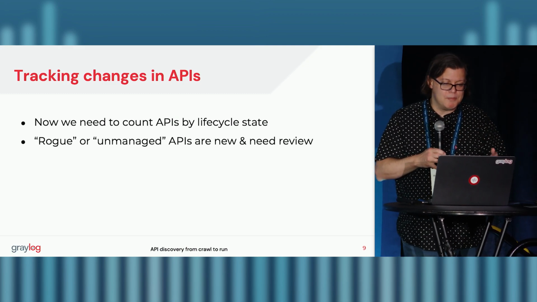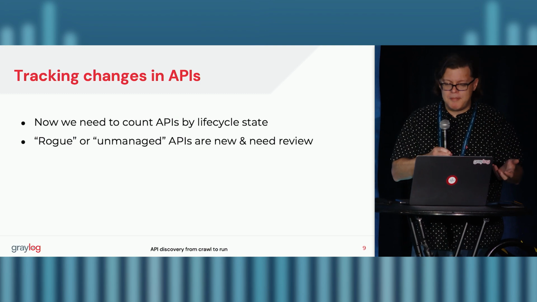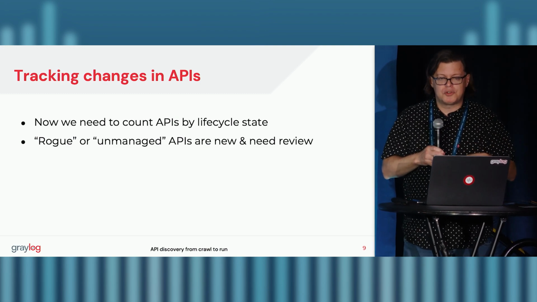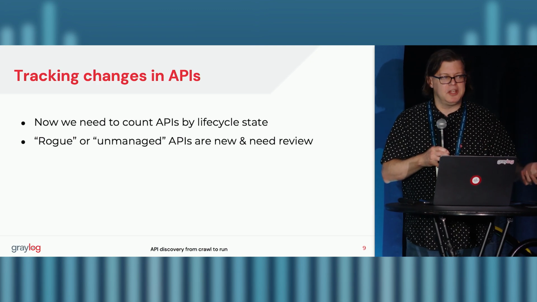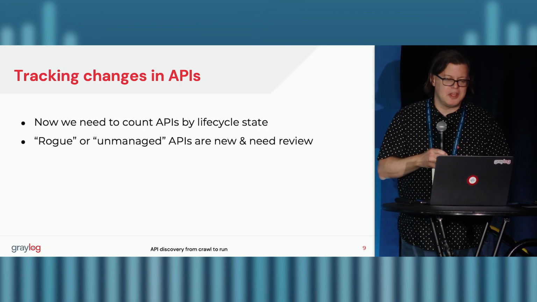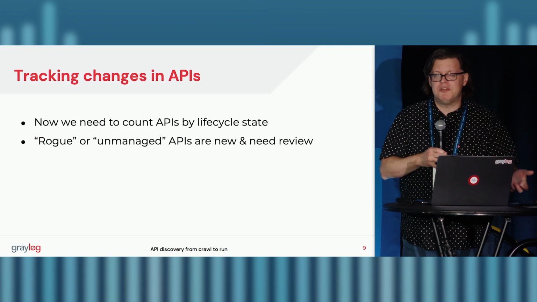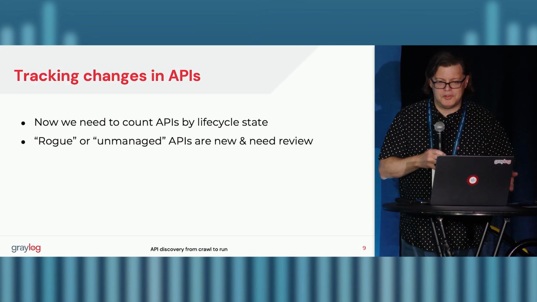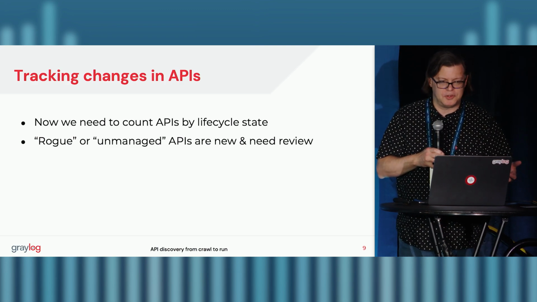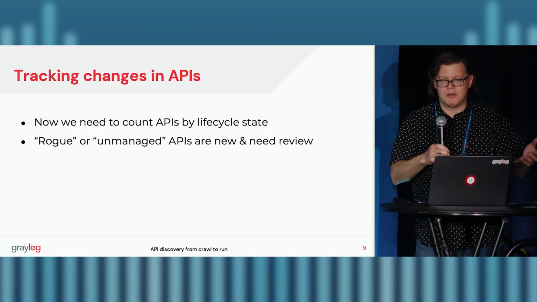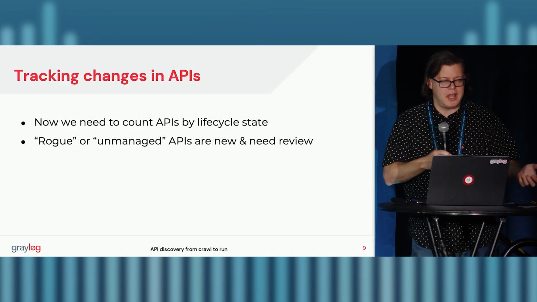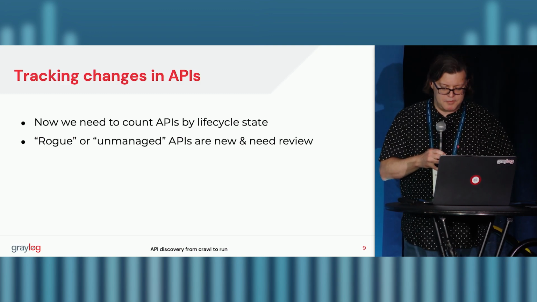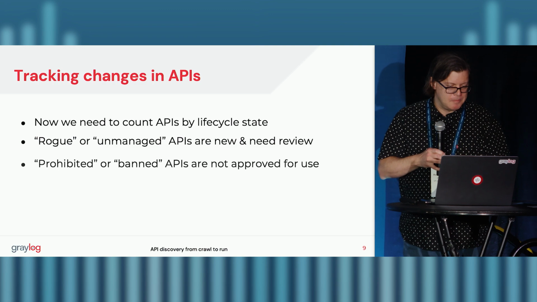So for example, we might have rogue or unmanaged APIs. Those are ones that are new. The development team stood those up without telling anyone, that kind of thing. These are rogue things. They need to be reviewed by the security organization. Somebody needs to be able to say that that's okay. That's kind of a life cycle denotation here. And we want to be able to say how many rogue APIs we have. We want to be able to quantify that risk.